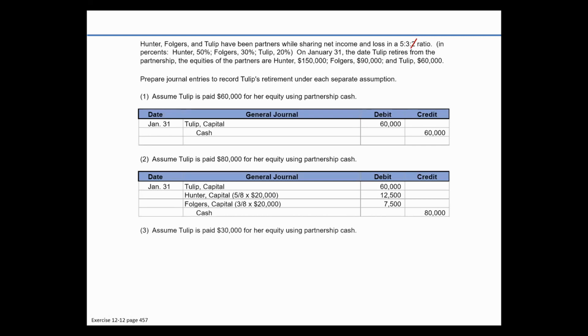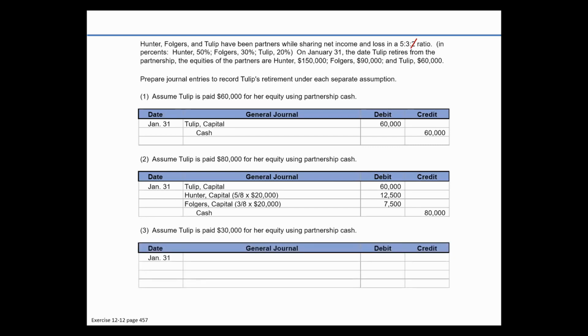And then we could assume that Tulip is paid $30,000 for her equity. So that means that Tulip has to give up some of her equity in order to get out of the partnership. So she owes that to the other partners. And so we would debit Tulip Capital 60,000 again. That's how much she has in the capital account. That closes out the capital account for Tulip. And then cash the amount of 30,000 credit, because that's the cash that Tulip would be receiving.